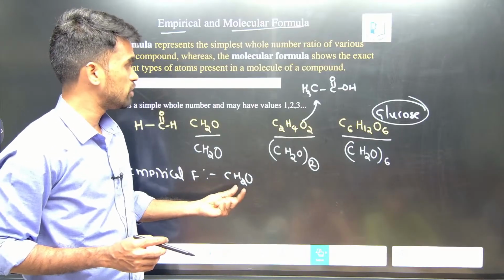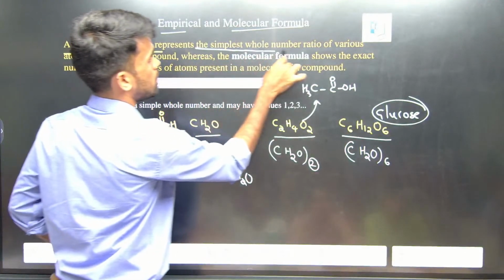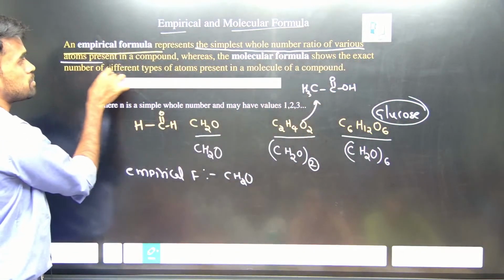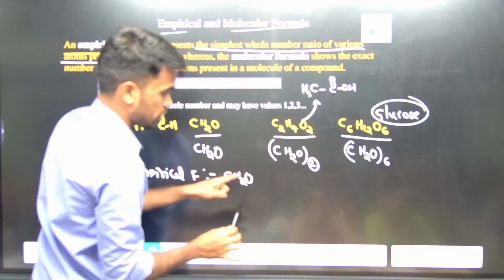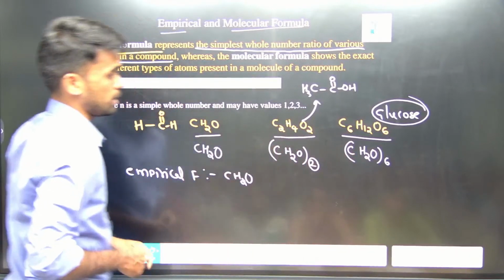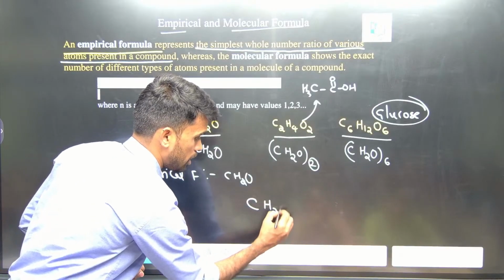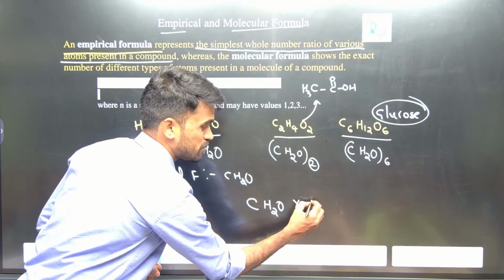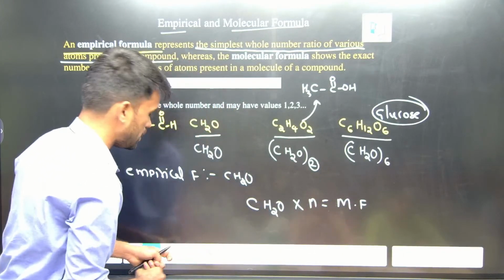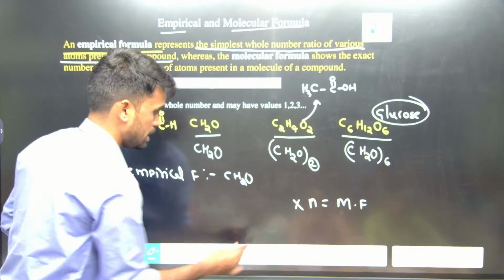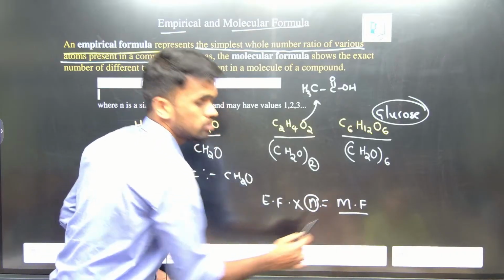So how can you define an empirical formula here? An empirical formula represents the simplest whole number ratio of various atoms present in the compound. So this is the simplest way of representing it. For this also it will be the same, for this also it will be the same. Now if you observe, whenever I have only the empirical formula, by multiplying it with a specific number I will get its molecular formula. So I can make a statement like this: empirical formula multiplied with some number gives you the molecular formula.